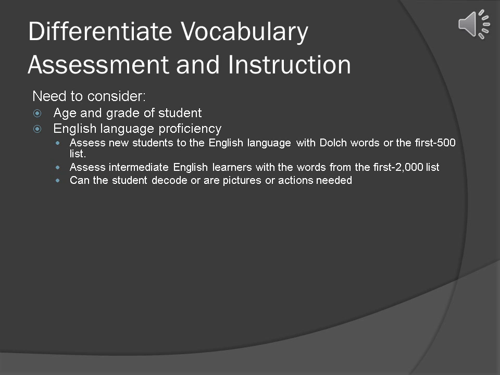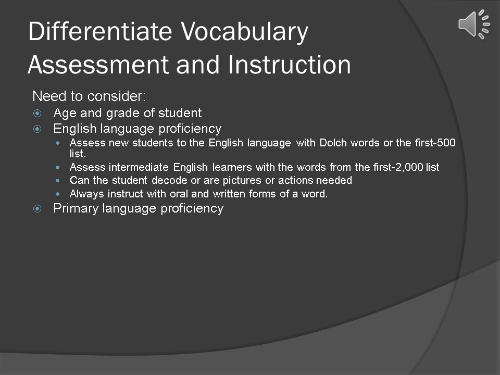You also need to know if the students can decode or if pictures and actions are needed. Always instruct with oral and written forms of a word. You also need to consider the primary language proficiency. Spanish and English both use the Roman alphabet with consonants. Chinese does not. This can make decoding easier and harder.